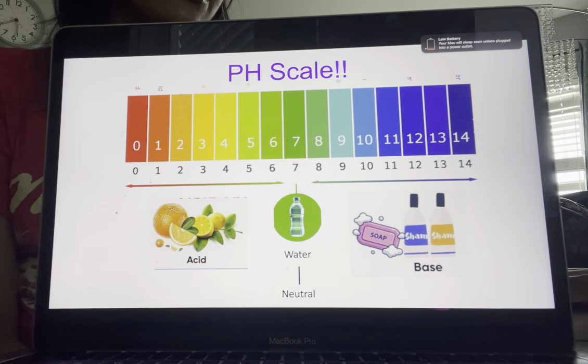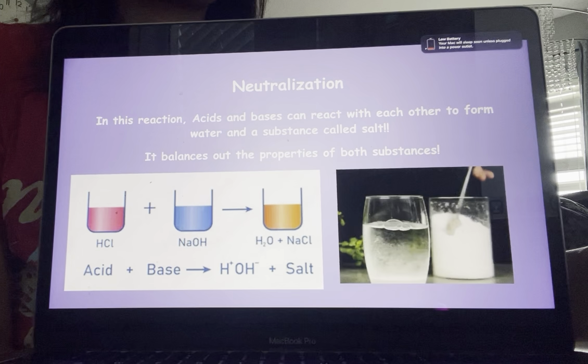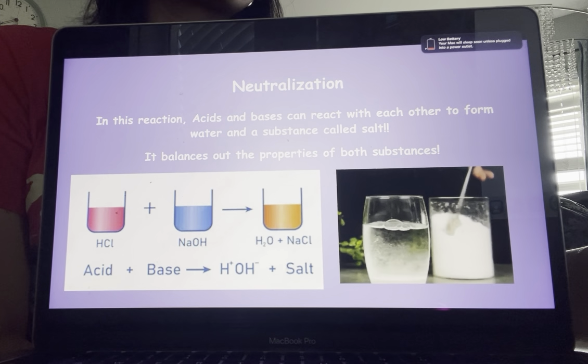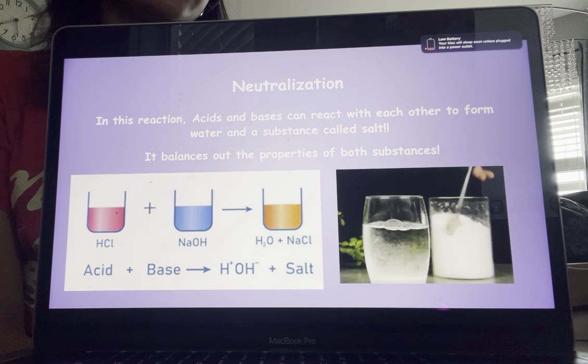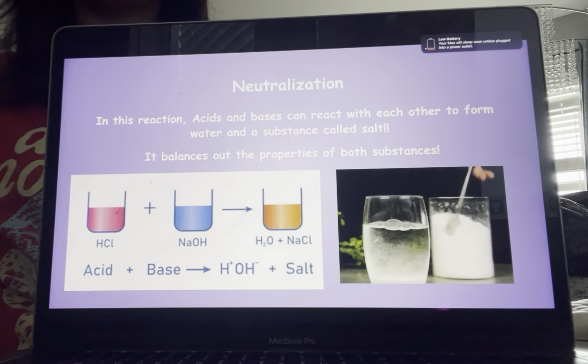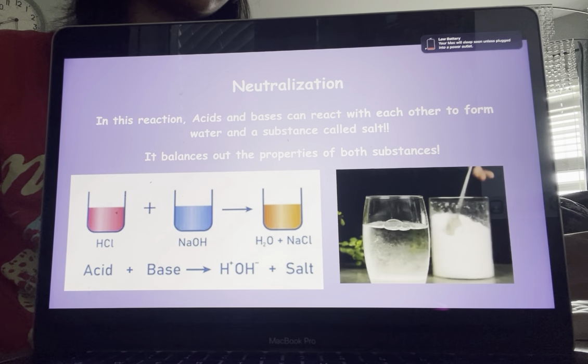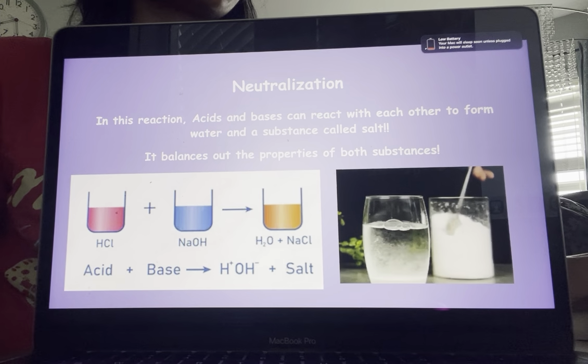Now, here's something really important. Acids and bases can react with each other in a process called neutralization. In a neutralization reaction, an acid and a base combine to form water and a substance you all know as salt. This reaction helps balance the properties of both substances.